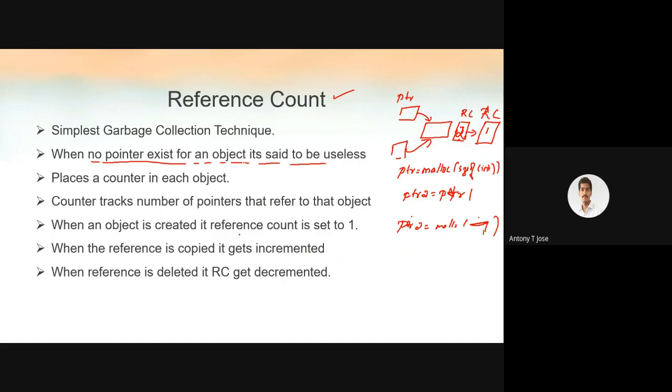When RC becomes 0, that means there are no live references for that object, so the object is unused. The compiler automatically reallocates this memory. So this is how garbage collection using reference count works. I hope it is clear.